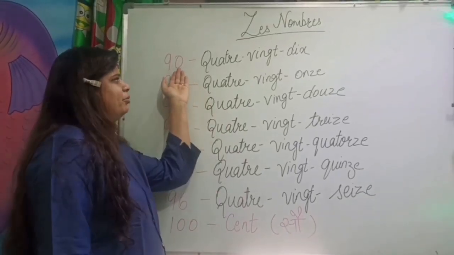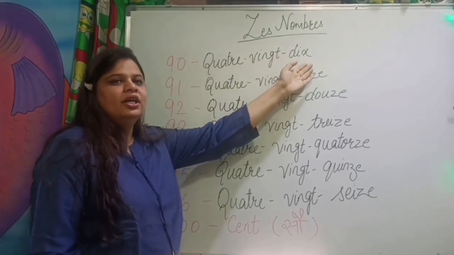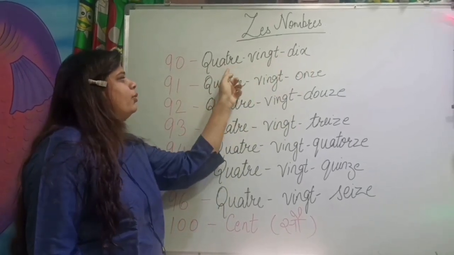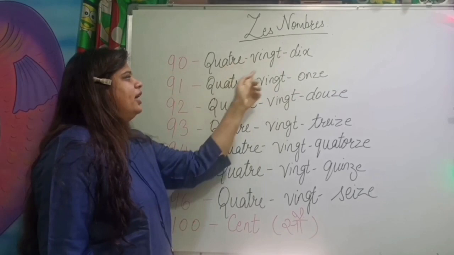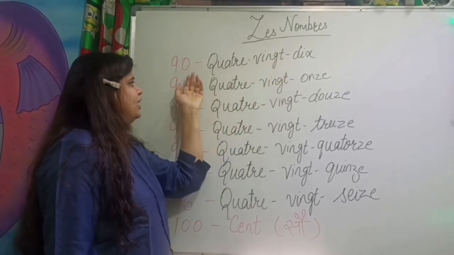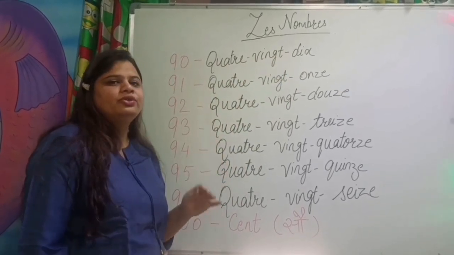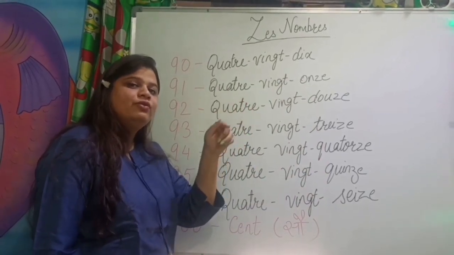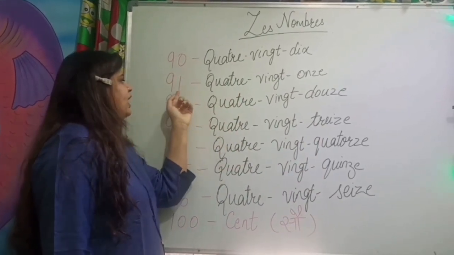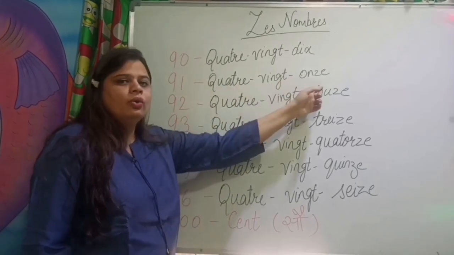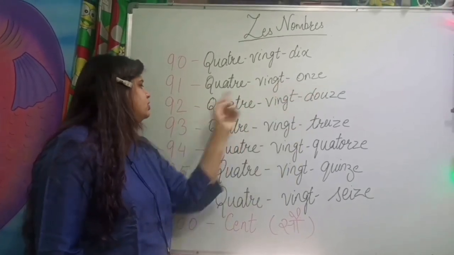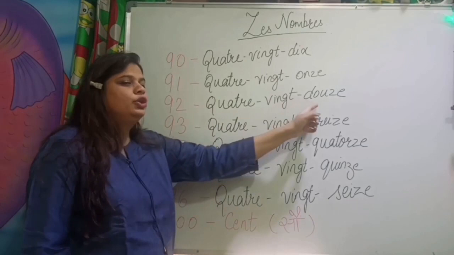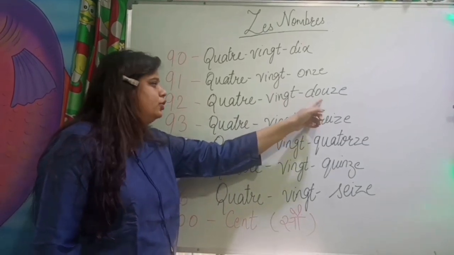Now 90 becomes quatre-vingt-dix. The easy trick to learn this is 4 into 20 plus 10. Now from 90 to 99 we are going to use the line of onze, douze, treize, that is the line of 11, 12, 13. So 91 becomes quatre-vingt-onze. 92 quatre-vingt-douze.